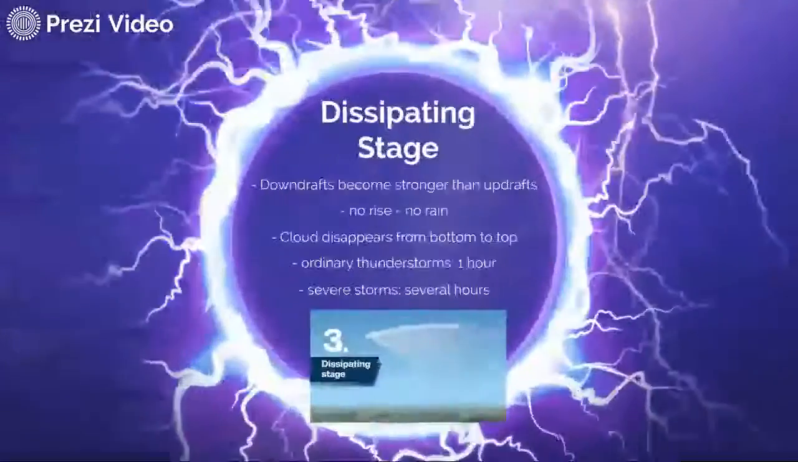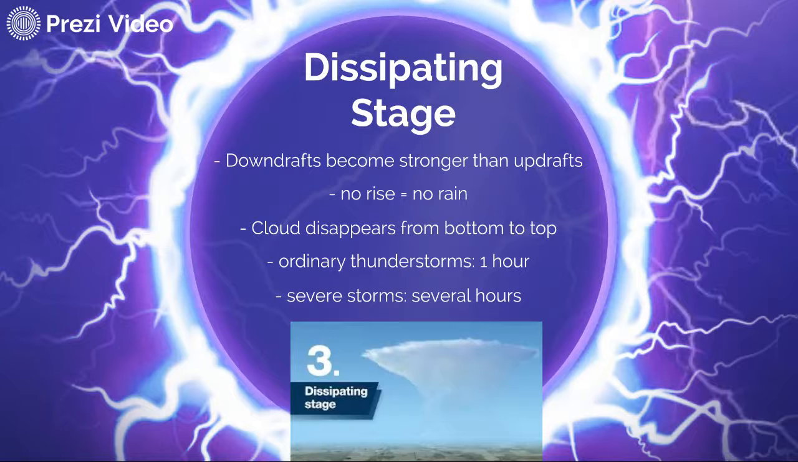Our third and final stage is the dissipating stage, meaning that the storm is now over and the cloud is going away, or dissipating, hence the name. The downdrafts, meaning that rain or airflow going down the cloud, become stronger than the updrafts. Because of this, there's no rise, right? Your air mass is no longer rising because of those density differences, those heat differences. Because of that, no water vapor can turn into liquid water. So if there's no rise, there's no rain. The cloud begins to disappear, starting from the bottom to the top.